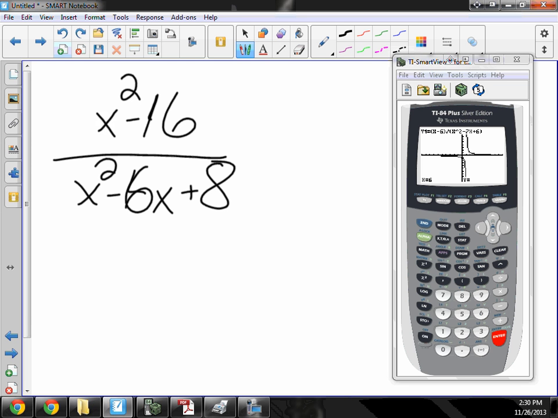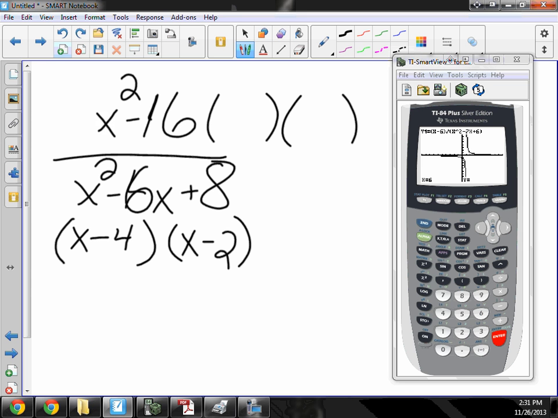Okay, so let's do another one. So right now, all I want is the domain. What is the domain? And if we have to throw out numbers, you have to tell me what numbers we throw out and why. So I factor the bottom. What do I know about the denominator? x minus 4 and x minus 2. So the domain, I already know that the domain is all real numbers, but x cannot be 4 and x cannot be 2.